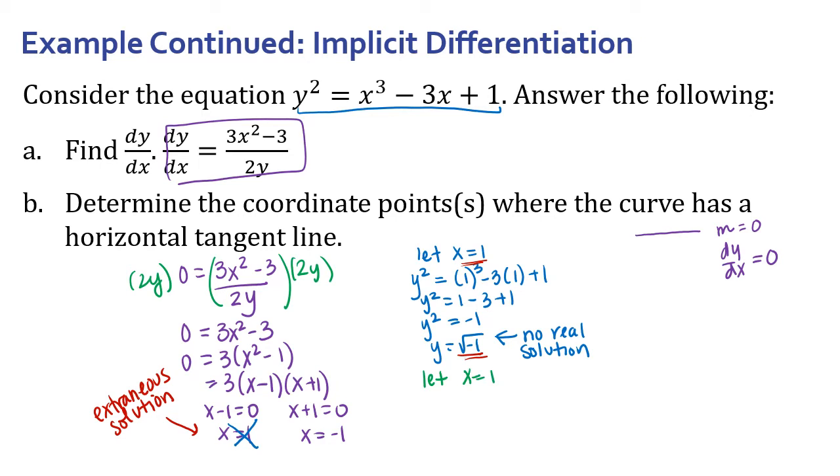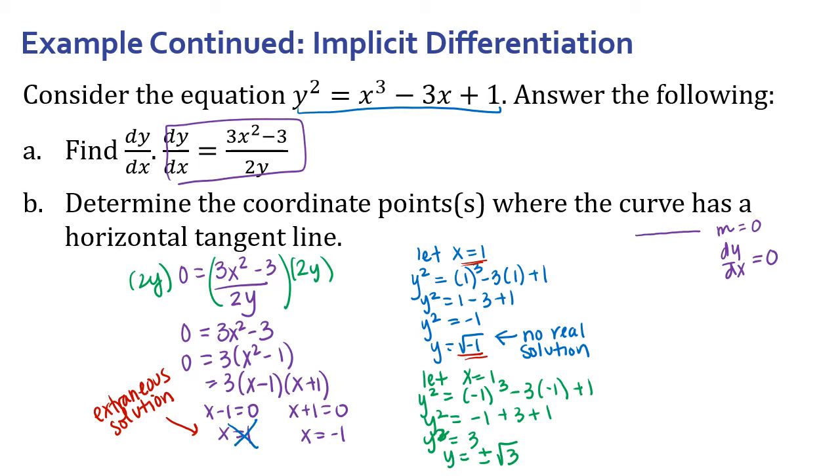So when x is negative 1, I get y squared equals negative 1 cubed minus 3 times negative 1 plus 1, which gives me negative 1 plus 3 plus 1, which gives me 3. So I've got y squared equals 3. So square root both sides, and make sure you remember when you square root, it's always going to be plus or minus. So that means there's 2 points on this graph that's going to have a tangent line.